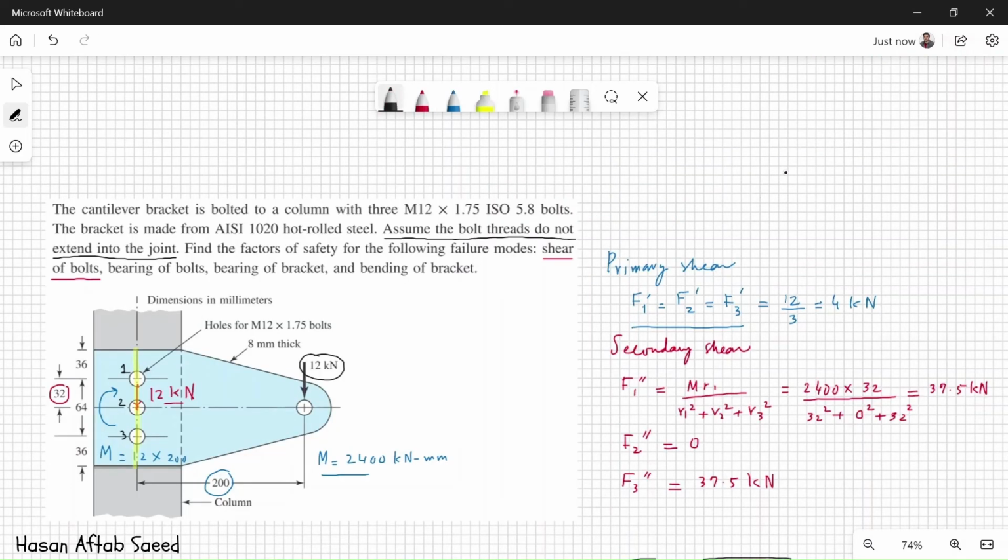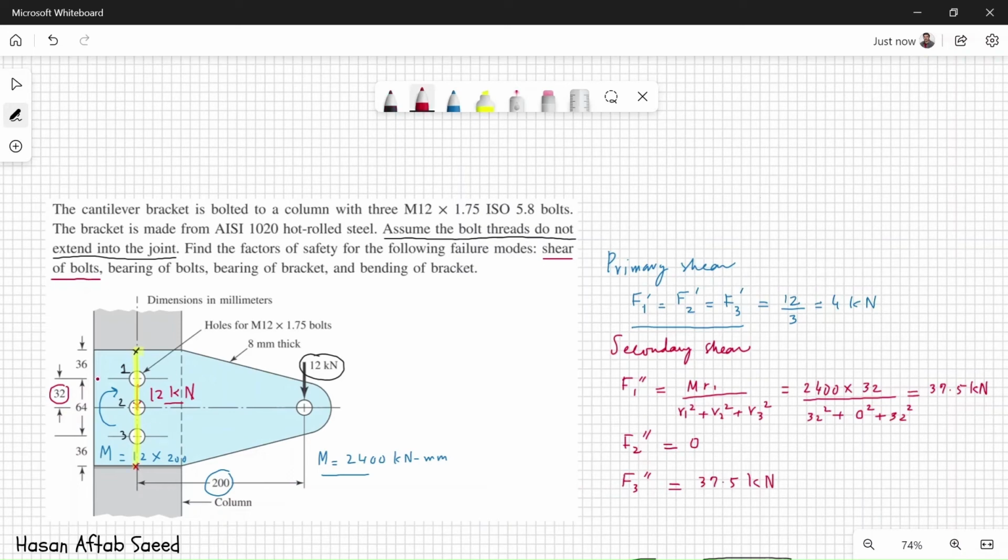Now we come to the bending of bracket part. It is obvious that this bracket is a cantilever beam and the bending moment of 2400 kilonewton millimeter causes the maximum stress on the plane shown in yellow, and the maximum stress on this plane will be on the two extremes. Maximum tensile stress will be here.